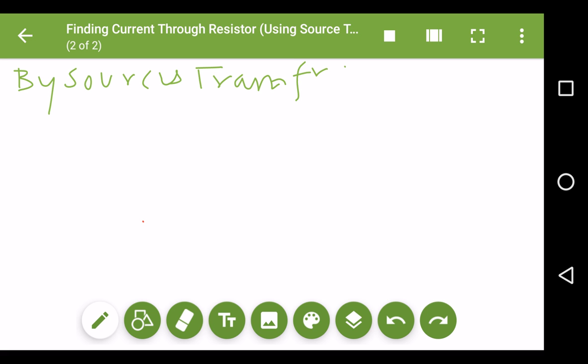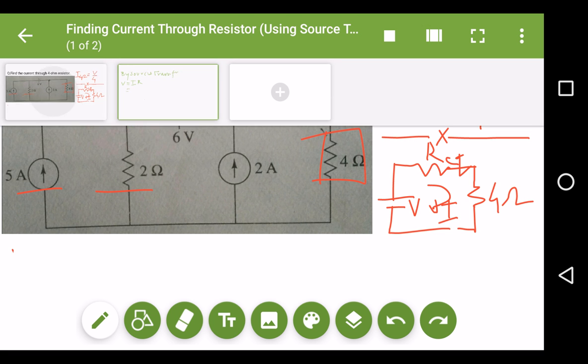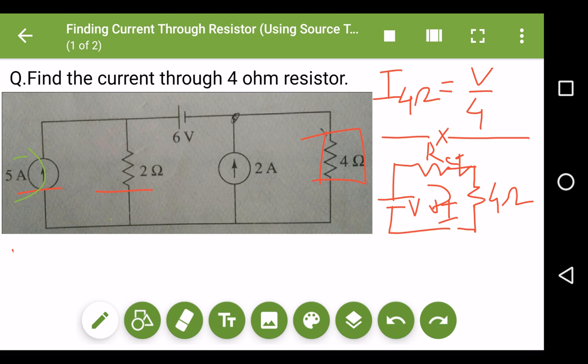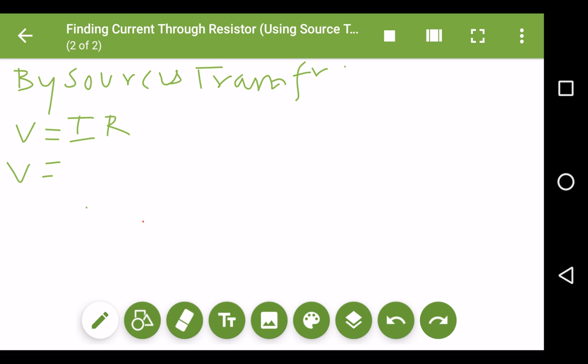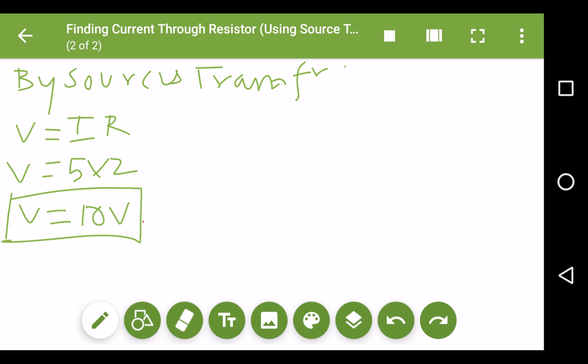By the source transformation technique, I will find the new voltage, that is V equals I R. The current value given to us is 5 ampere, and the resistance is 2. So it comes out to be V equals 5 into 2, V equals 10 volt. So this is my new voltage value.